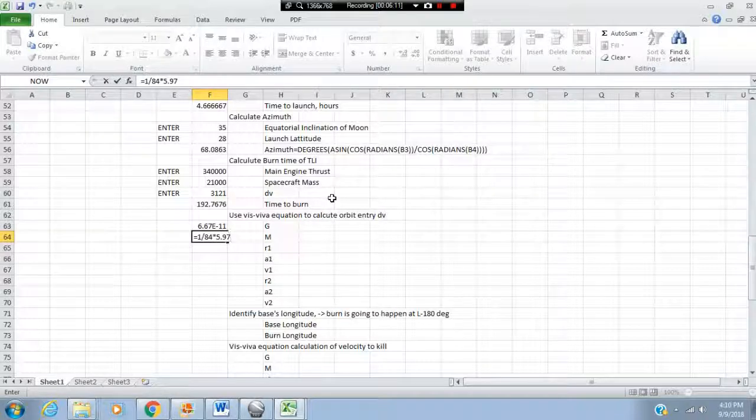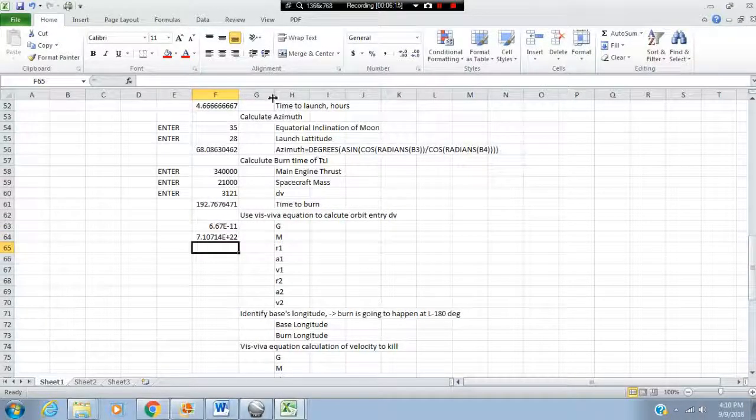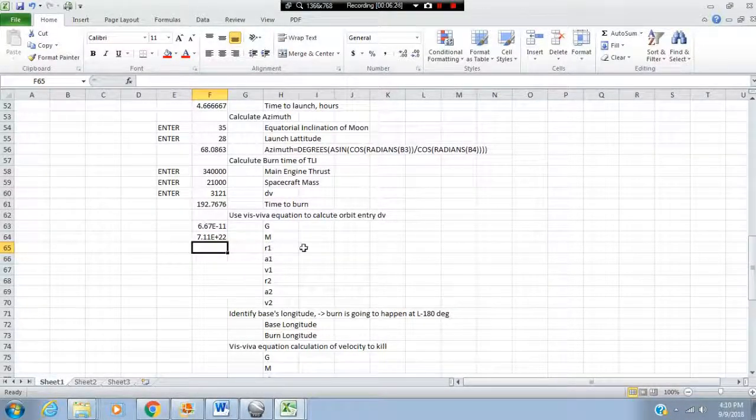Which is 5.97 times 10 to the 24 kilograms. And stop it, Excel, I really hate that. Set this to 64. Yeah, that looks about right. 7 times 10 to the 22 for the mass of the moon.